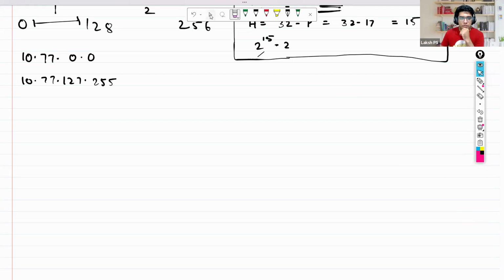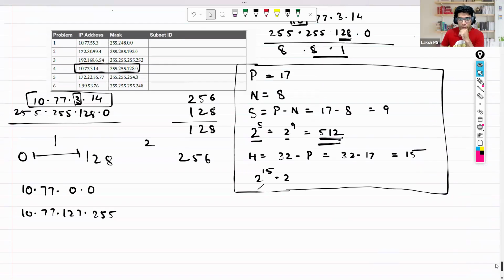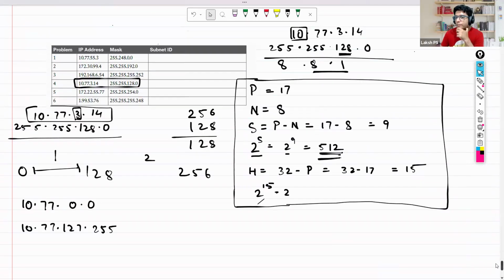All right. So now this is again a very good example of creating a confusion. We calculated 2 power S to be 512. But here we can see there are only two subnets, 0 to 127 and then 128 to 255. Only two subnets. How can we have 512 subnets?